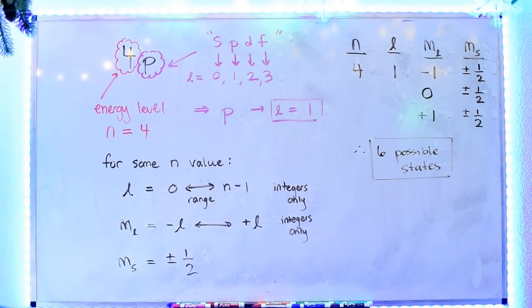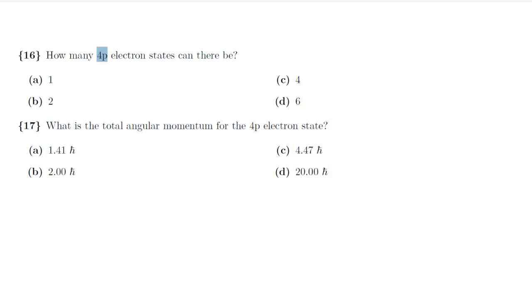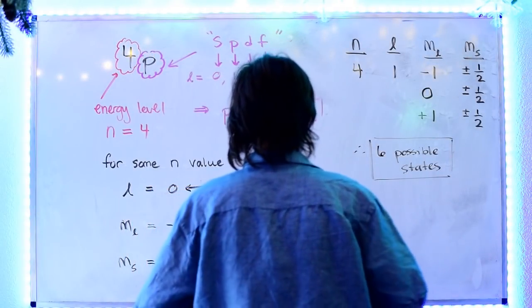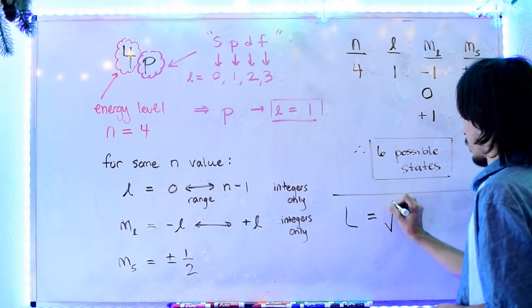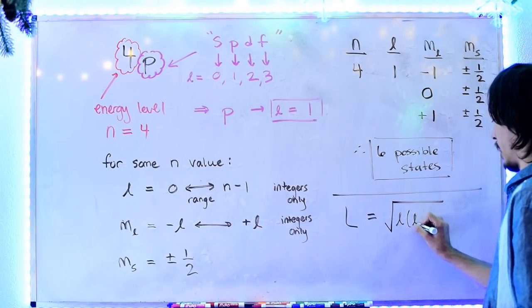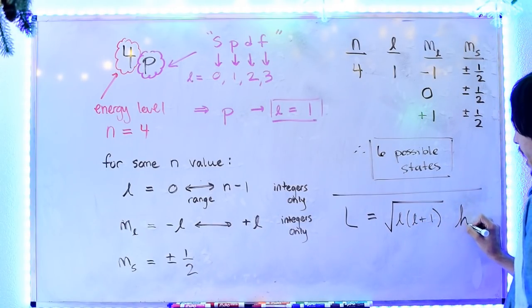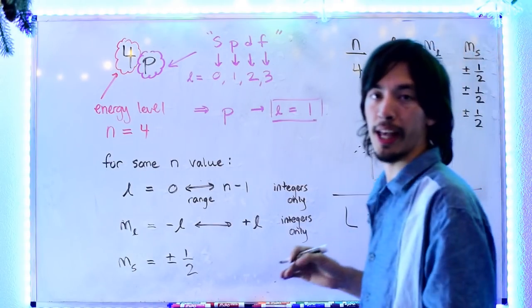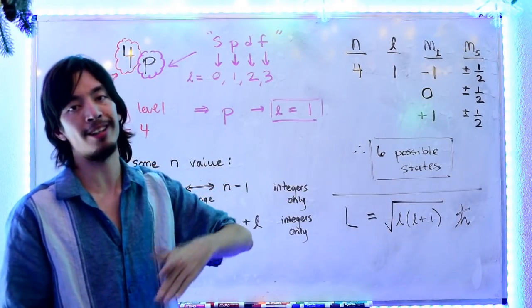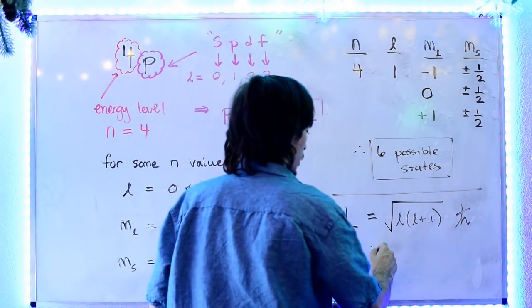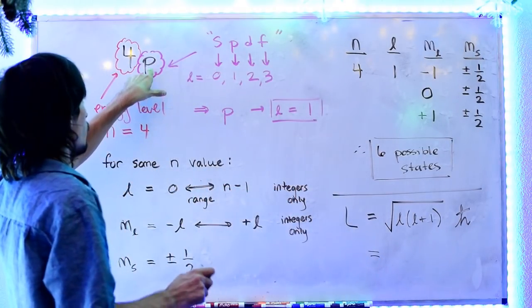So on the last one here, we have: what is the total angular momentum for the 4p electron state, which is exactly the same one we just did. So the total angular momentum for that is just going to be capital L, the angular momentum, equals the square root of lowercase l, l plus 1, times h bar, where h bar is h divided by 2 pi. We're not going to need to do that though, because we're going to leave it in terms of h bar to match the answer.